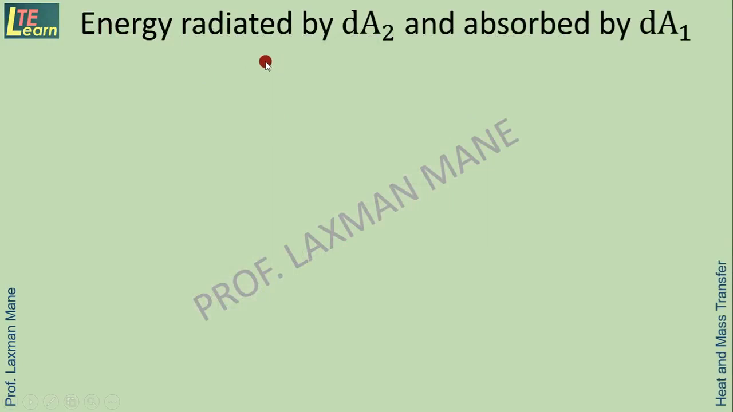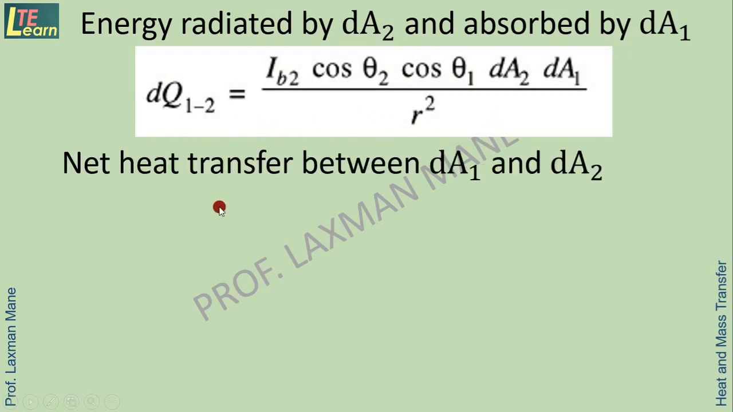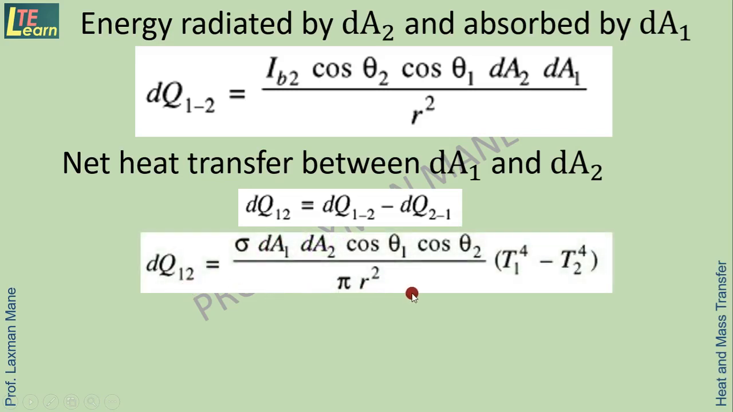Now the energy radiated by the second area dA2 and absorbed by dA1, means the reverse case, that is dQ2-1. In a similar way we have written this equation. Now the net heat transfer between these two areas will be the difference between dQ1-2 and dQ2-1. Now we will have this expression.